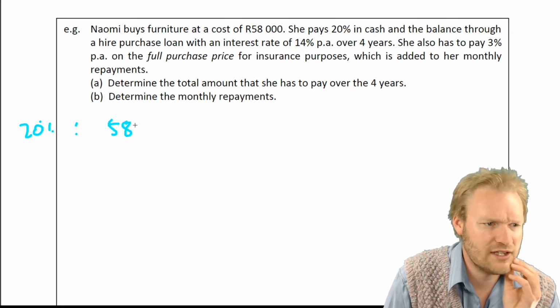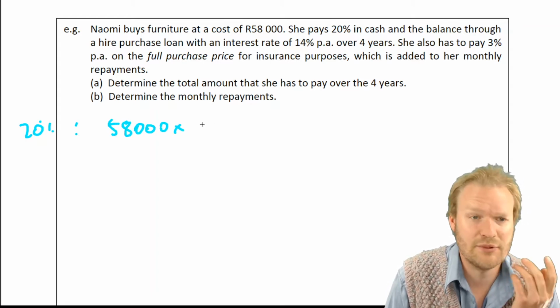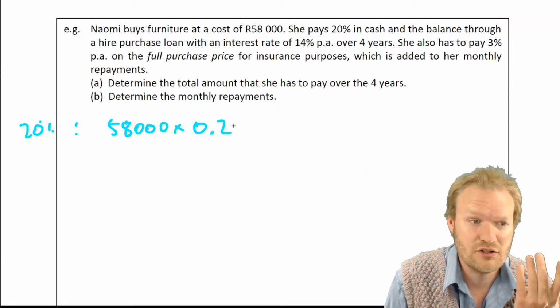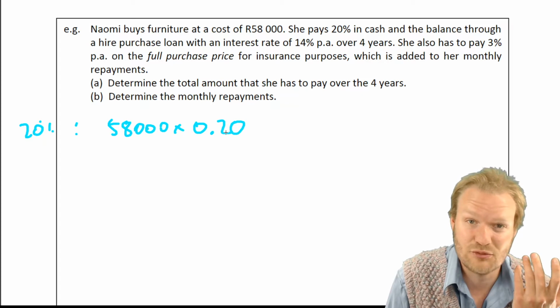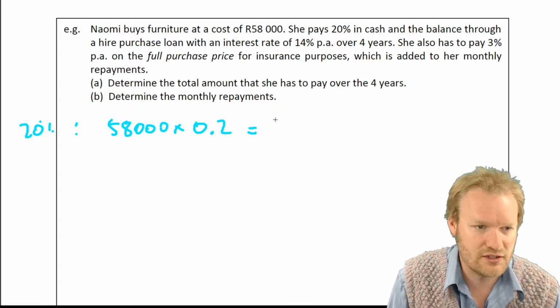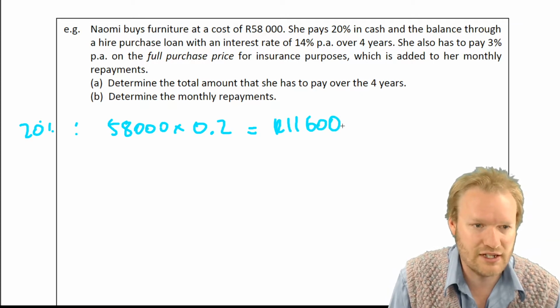Well, it's 58,000 times 20%. Well, let's practice our percentages and go, that's 0,2. Because think, 0,20, that would be 20 over 100. Okay, so that is 11,600.